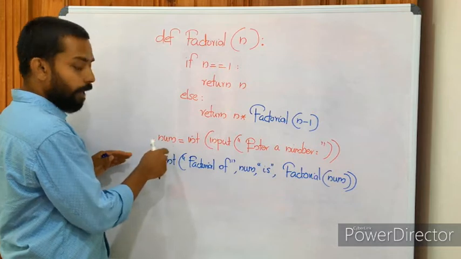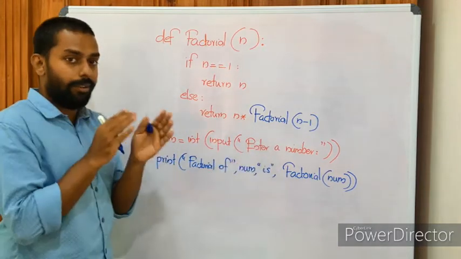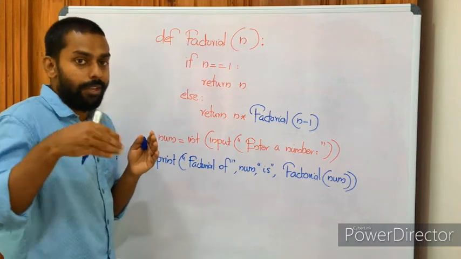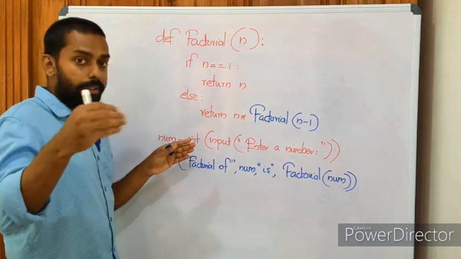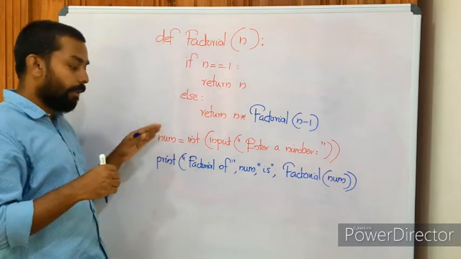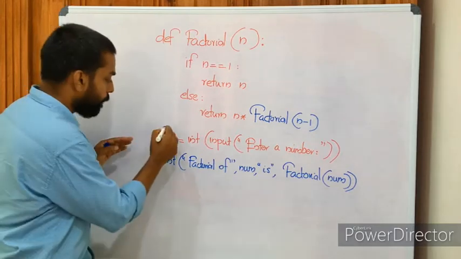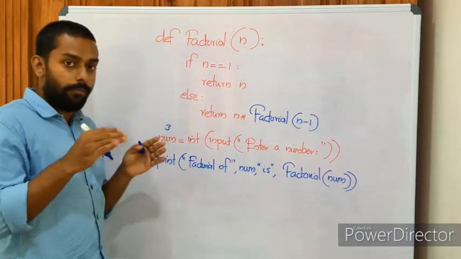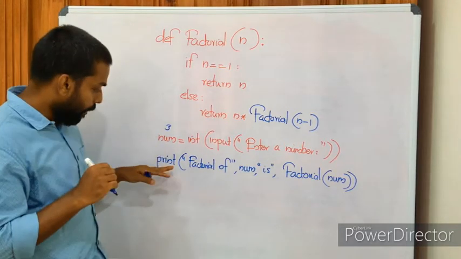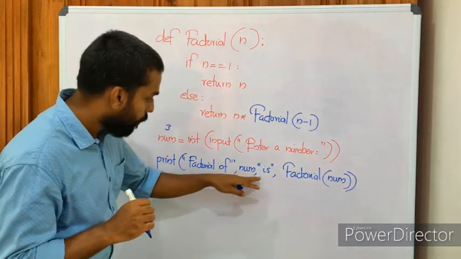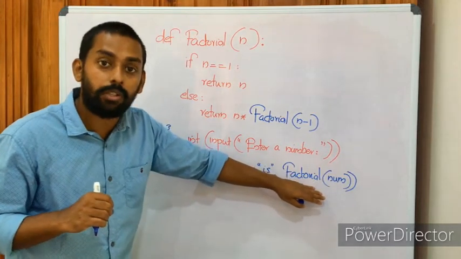Then we initialize num. num equals int of input of enter a number. You can enter a number, and by default we know it takes it as a string. So using int, we typecast it to integer type, and that number will be stored in num. Let us have a value for num, that is 3. Suppose we are having 3 in num. We initialize num with 3. Then print factorial of num is factorial of num. Here what is this? It is also a function calling statement.